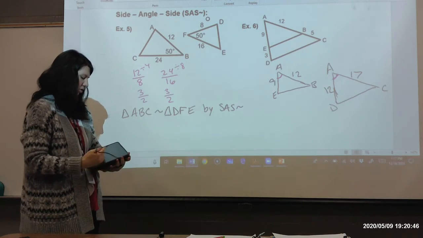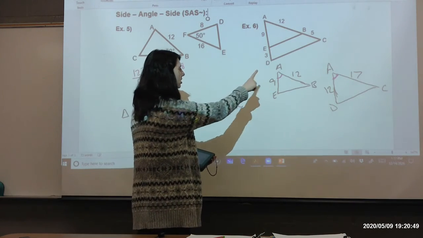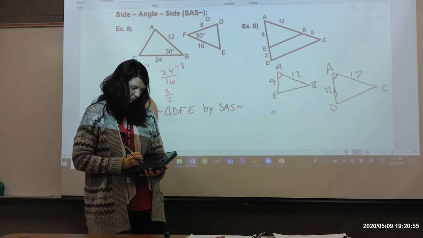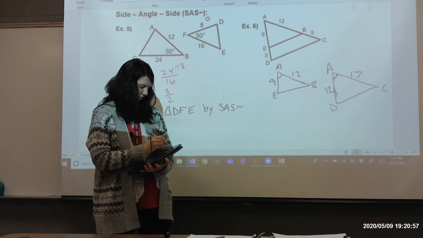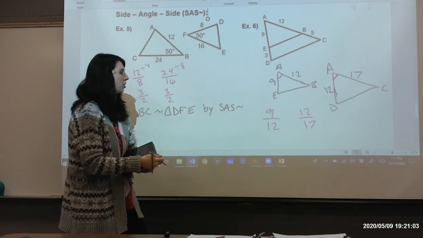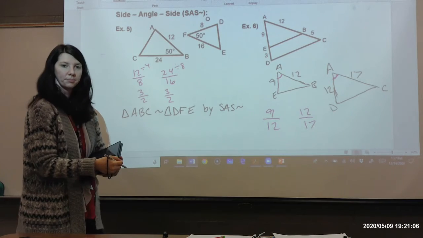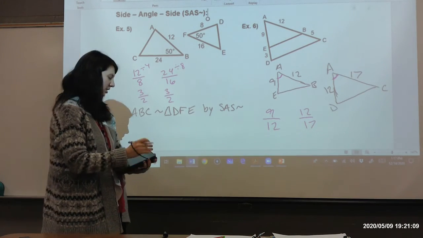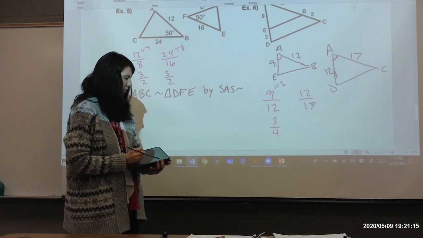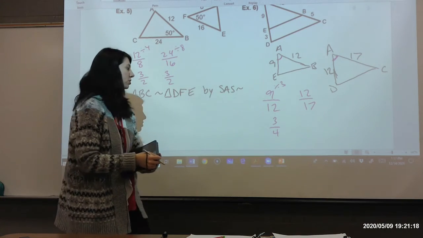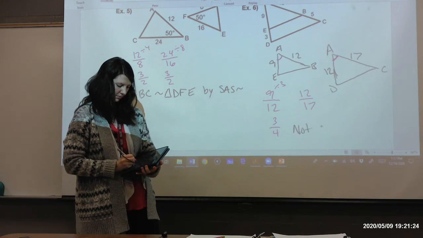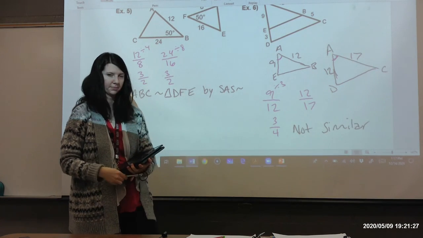So let's set up our ratios. Smallest side to smallest, largest to largest. So 9 to 12, and then 12 to 17. So, are the two triangles similar? Let's check. 9 over 12 can reduce. They're both divisible by 3. That would be 3 over 4. 12 over 17, that cannot reduce. So 3 over 4 is not the same as 12 over 17, so we are not similar. And we are done.